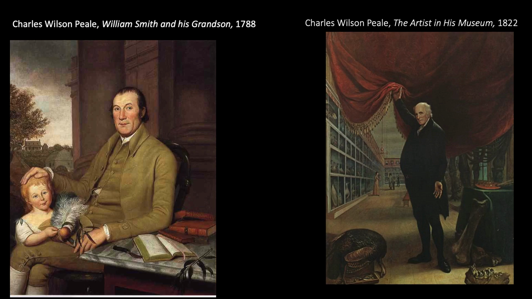And the work that I'm showing you on the right is, in fact, a self-portrait. This is Charles Willson Peale painting himself in 1822, and it's called The Artist in His Museum. And it was commissioned at this time when Charles Willson Peale was 81 years old. He decided that he was going to gift his museum collection to the Philadelphia Museum. And in turn, they asked him to do a self-portrait.